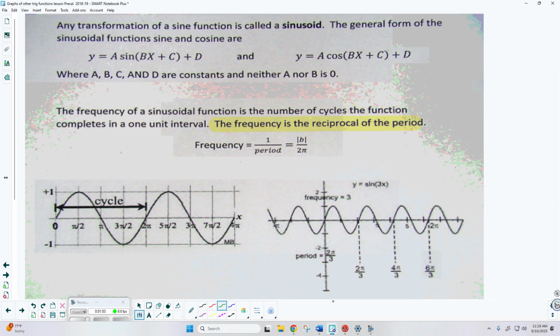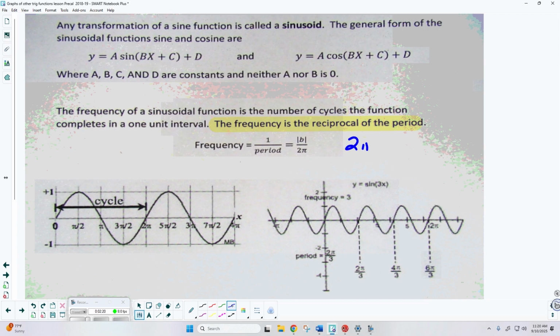The frequency of a sinusoidal function is the number of cycles the function completes in a 1-unit interval. So what that means is it's the number of cycles, the number of times it repeats in a given radian measure. What's nice about this, it's the reciprocal of the period. So a couple of differences here. It does have the absolute value, which means we have to have a positive number of repetitions. So we really don't need to worry about that.